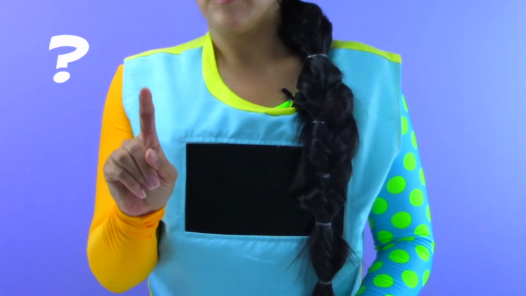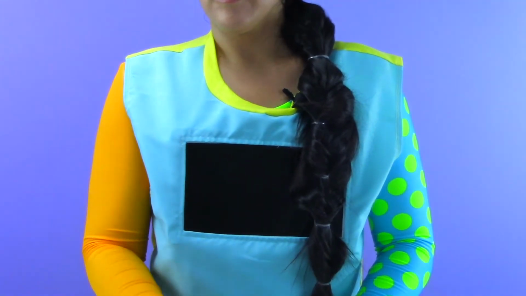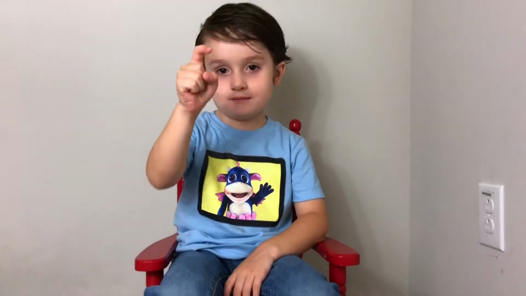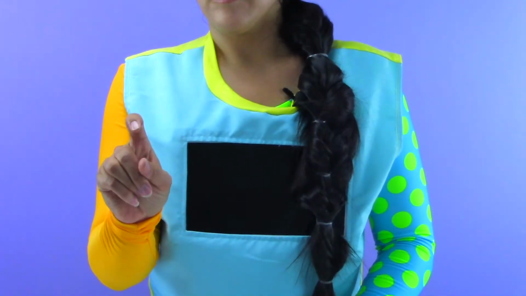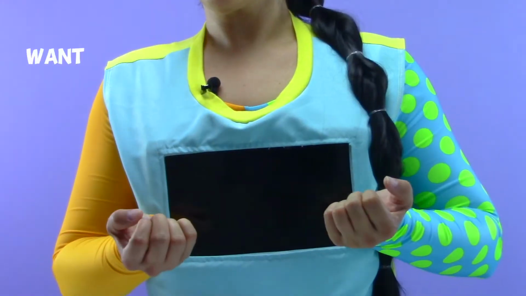Now for the last part, just take your pointer finger and bend it towards the person that you're speaking to. This is an American Sign Language question mark. Put it at the end of every question that you're asking. Now let's put it all together.